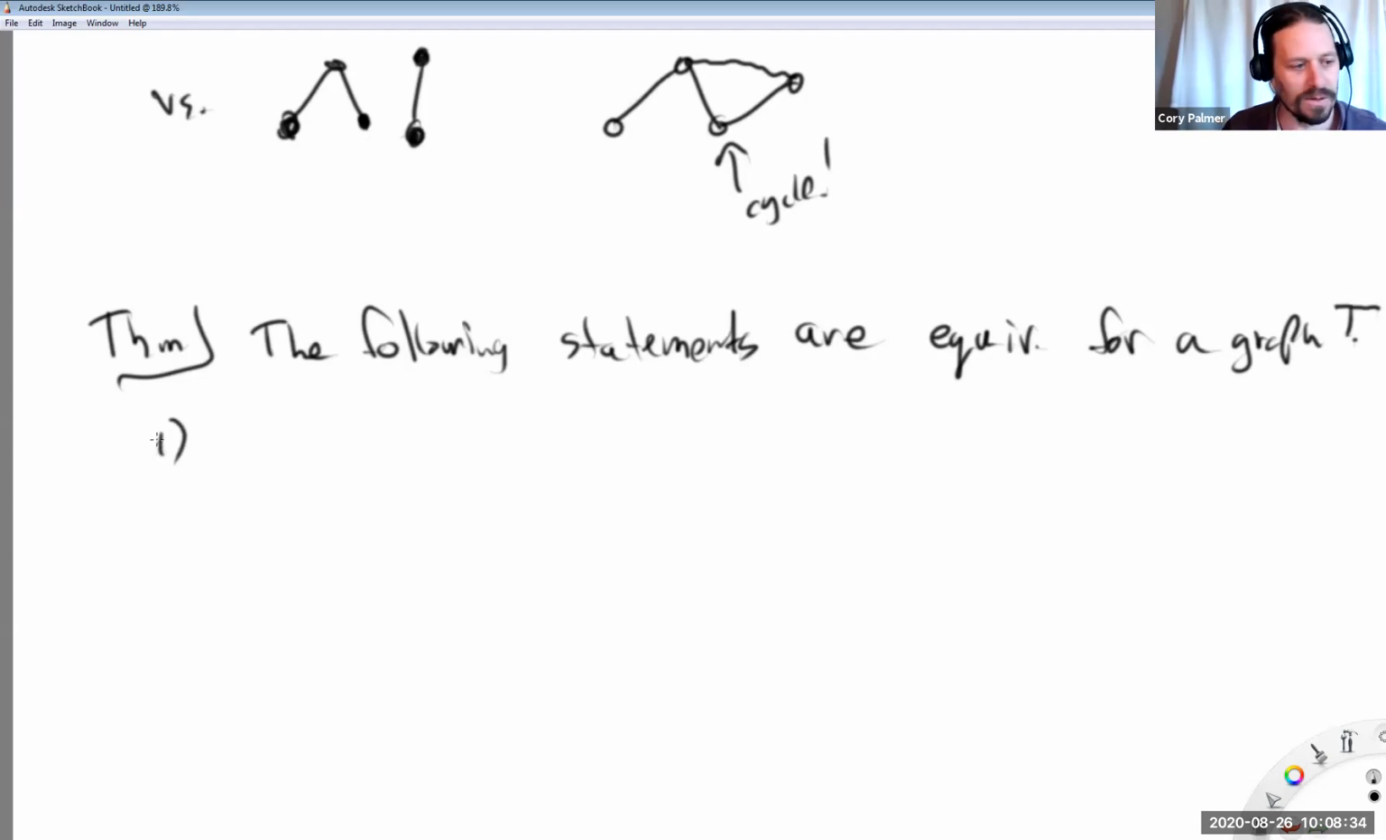So what does that mean, all equivalent to each other? Like each of them holds if and only if the other holds. And it's a sequence of 6 of them. So I'm not just saying A if and only if B. I've got a list of 6 here.